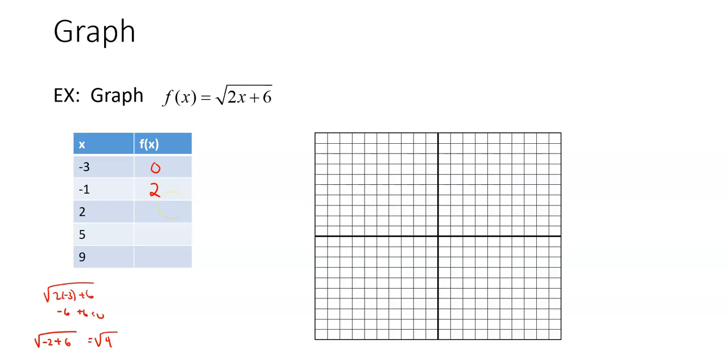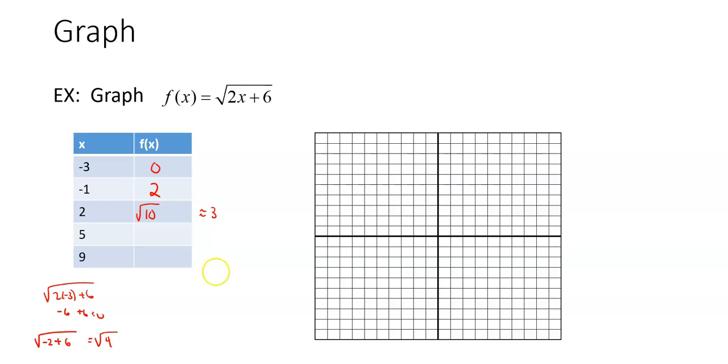What happens if I put in a 2? 2 times 2 is 4. 4 plus 6 is 10. So I get the square root of 10. Now, when I go to graph this, I'm going to graph something close to 3, right? Because the square root of 9 is 3. So that's going to be a little bit above 3.